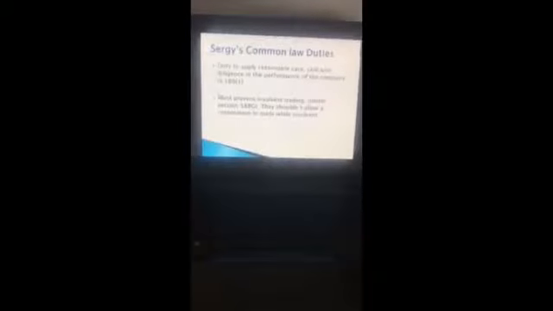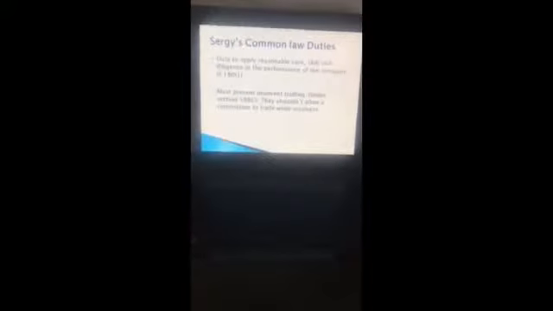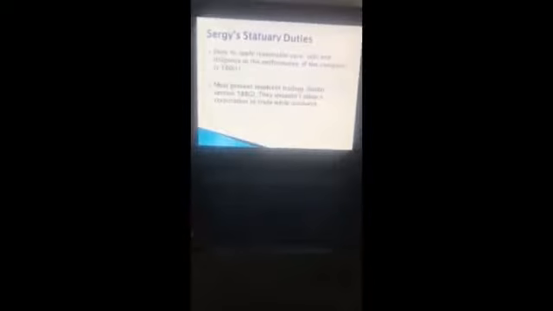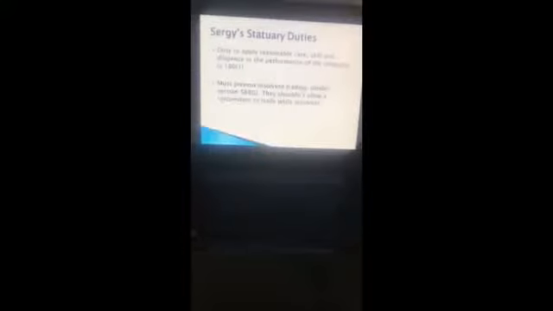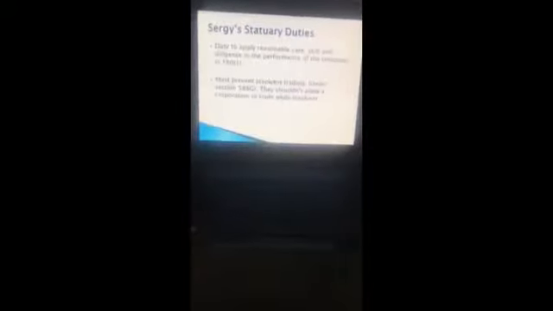Now let's go to Sergey's common law duties. In this scenario, Sergey has the duty to apply reasonable care, skill, and diligence in the performance of the company. That is under section 180, subsection 1. In addition, there is another duty: he must prevent insolvent trading. That is under section 588G, which means they should not allow a corporation to trade while insolvent. And Sergey's statutory duties include applying reasonable care, skill, and diligence, which is also under section 180, and preventing insolvent trading, under section 588G.